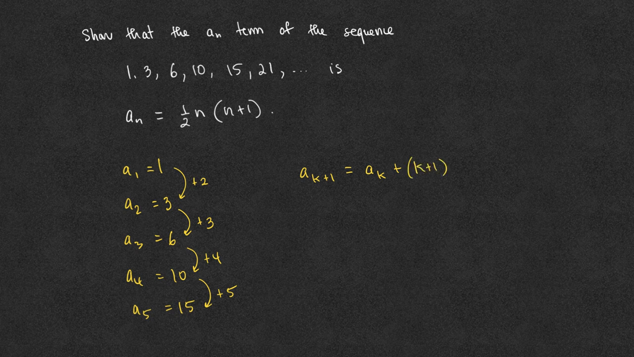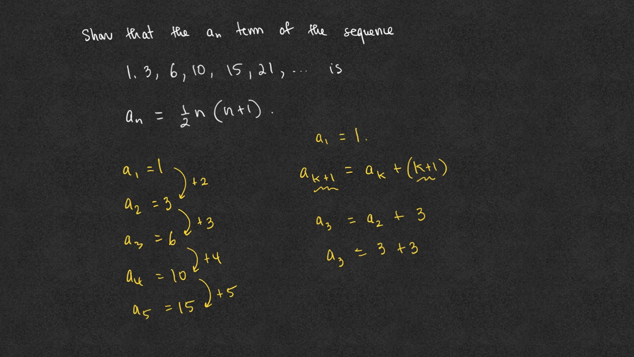For example, a sub 3 is a sub 2 plus 3, that is, plus k plus 1, where k plus 1 is 3. And it is true because a sub 2 is 3, and 3 plus 3 gives us a sub 3, which is 6. And this is how we generate this sequence starting with a sub 1 equals 1.